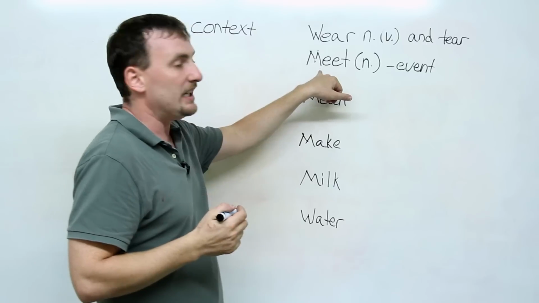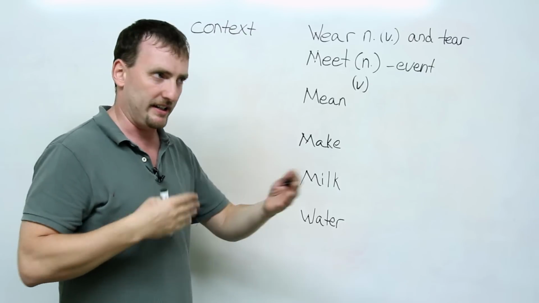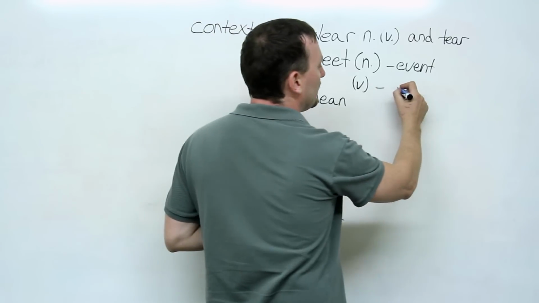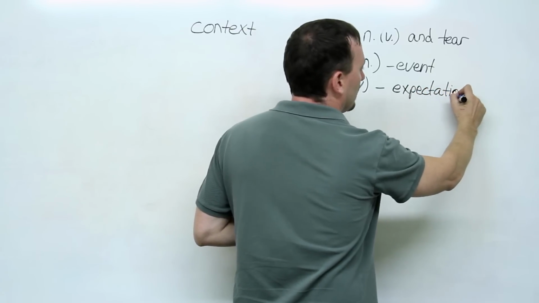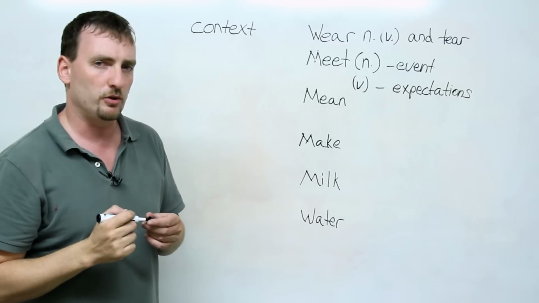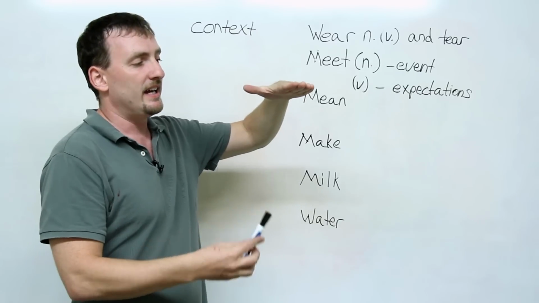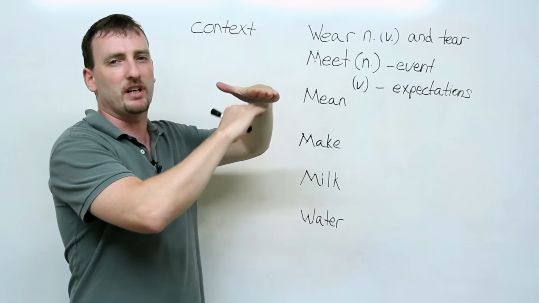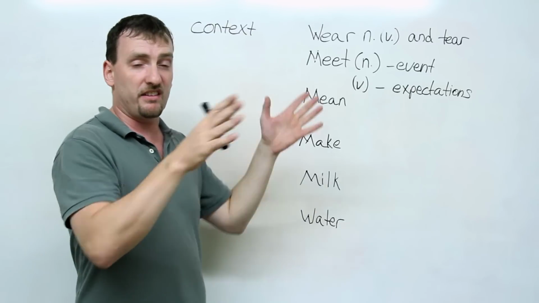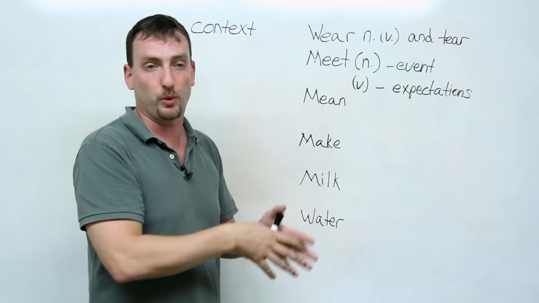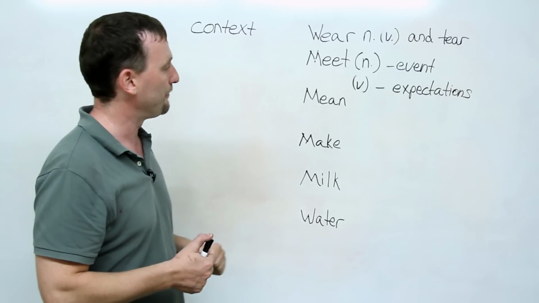But meet as a verb also has other meanings besides meet someone. You can meet expectations. Your boss wants you to be able to do this much work in a week, let's say. If you can meet expectations, it means you can finish all that work that your boss wants you to do, right? Nothing to do with other people. Has to do with the work. You're meeting expectations. You're meeting deadlines, etc.